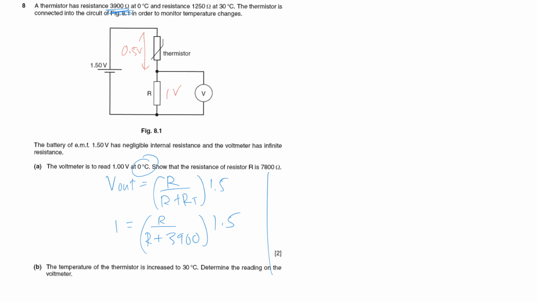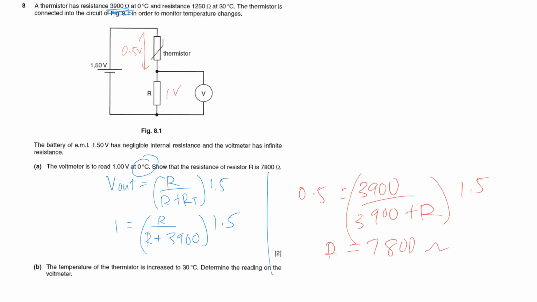So you will assume that the PD across the thermistor is 0.5 volts. So you'll have 0.5 equals the resistance of the thermistor, which is how much? They already gave you actually. So the resistance of the thermistor is 3900 over 3900 plus R, times 1.5. You'll get the same answer, but it's easier to solve because your R is only on one side. I mean, there's only one expression for R instead of two. So you can use both ways. You should get your R as 7800 ohm.